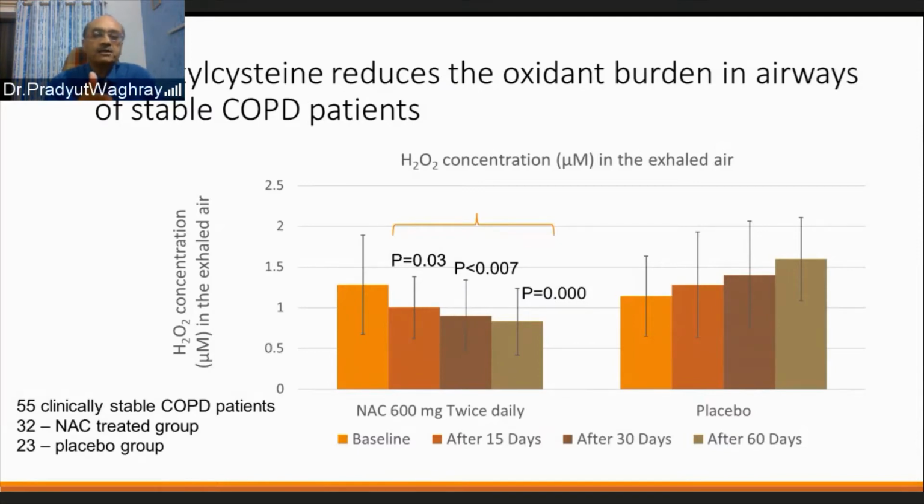On the left-hand side, the orange line is the baseline when the NAC was started. Then after 15 days of NAC 600 mg twice daily, the chocolate one is after 30 days, and the last one is after 2 months. And if you see the slide, there is a constant drop in the concentration of hydrogen peroxide in those patients who were given NAC when compared to placebo, where in fact the reverse happened. The H2O2 concentration, or the free radical concentration, began to increase. So this suggests that N-acetylcysteine significantly reduced the oxidant burden in the airways of stable COPD patients.